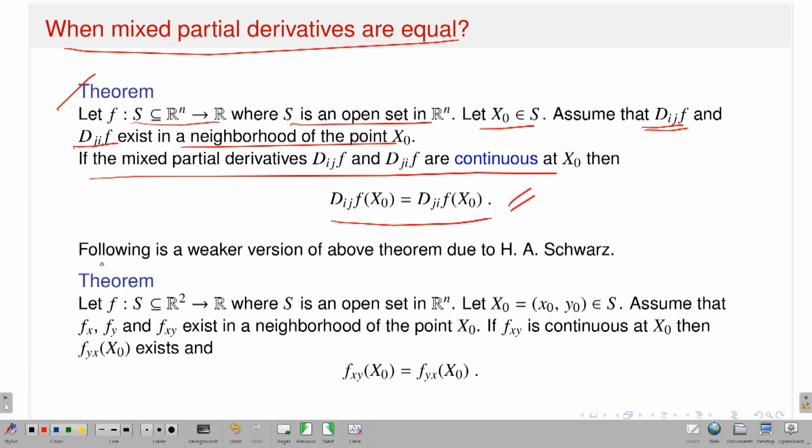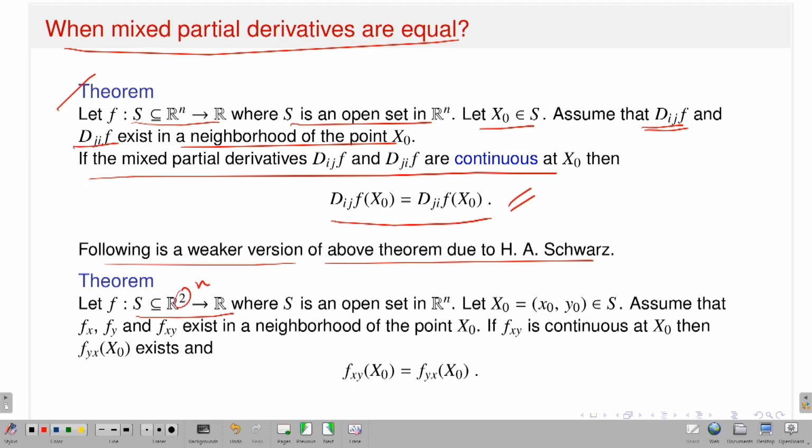There is another, a weaker version of the theorem, due to Schwarz. This one is a little bit strong, so there is a weaker theorem. Look at the statement and it will be clear. Suppose you have a function f from S to R, where S is an open set in Rn.